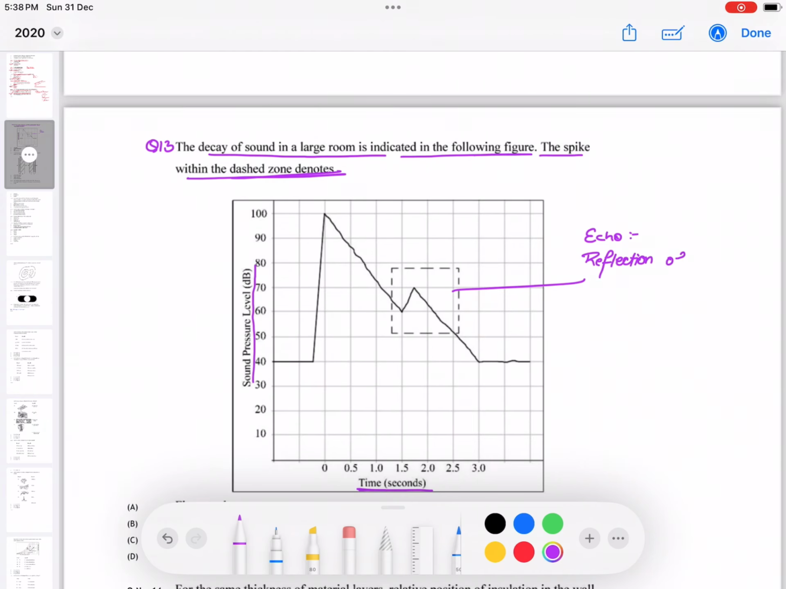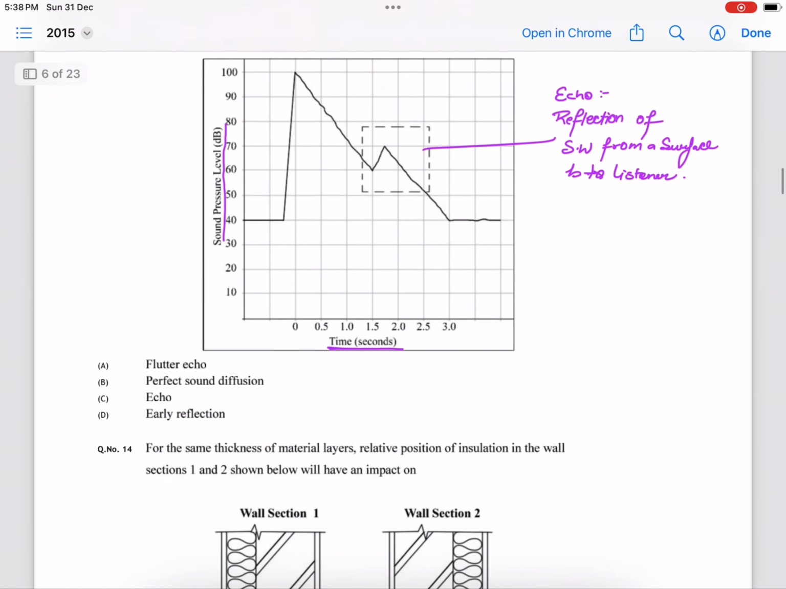of sound wave from a surface back to listener. So here the answer is echo.